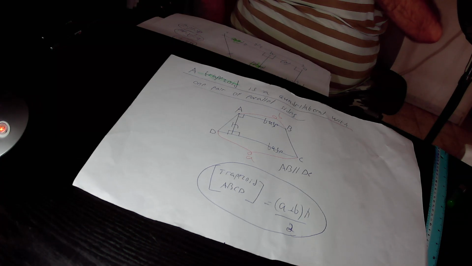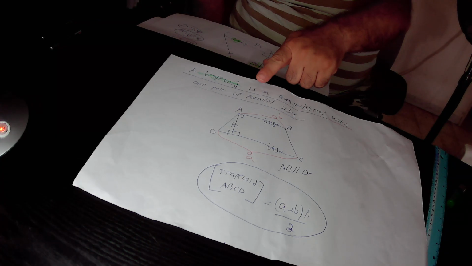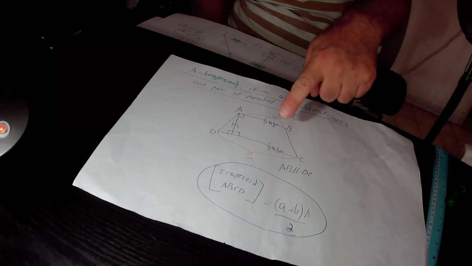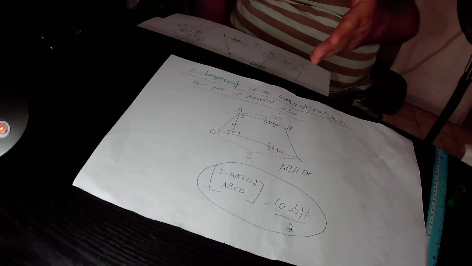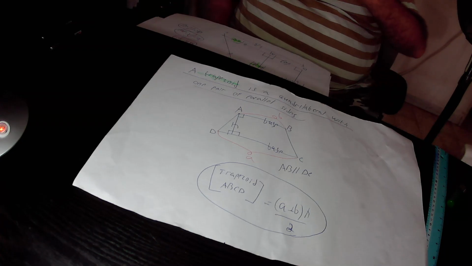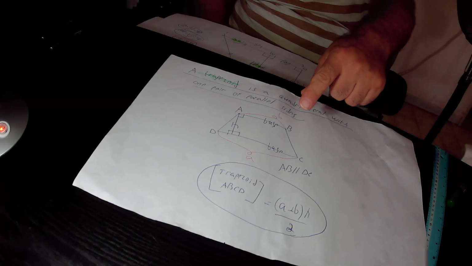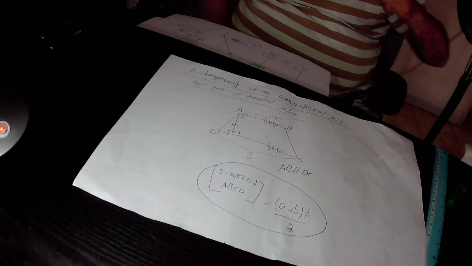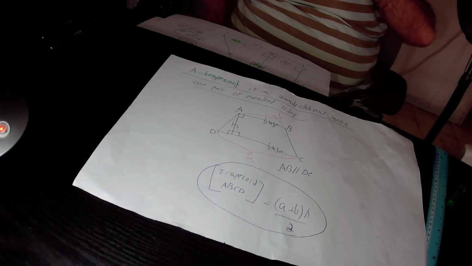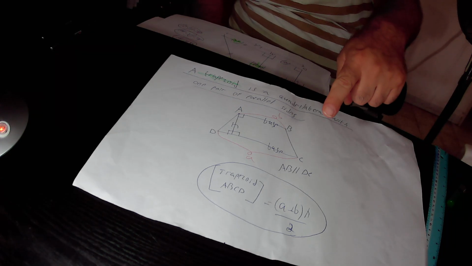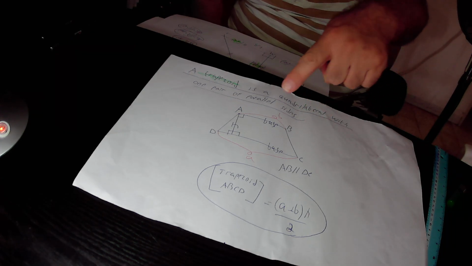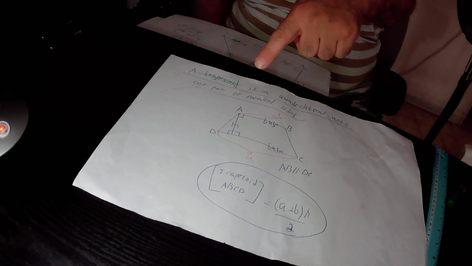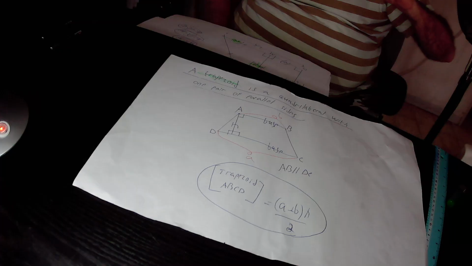So if we define the length of side AB as B and the length of side DC as A, then the area of this trapezoid ABCD will be equal to the sum of its two parallel bases, that is A plus B, times the height h over 2. Repeat again, the area of trapezoid ABCD equals the sum of its two parallel bases, A plus B, times the height h over 2. The height h must create 90 degrees with the two parallel bases. Okay?